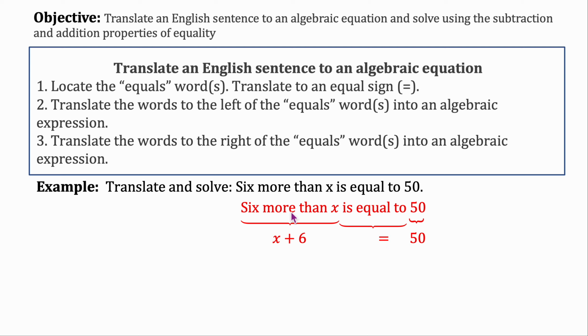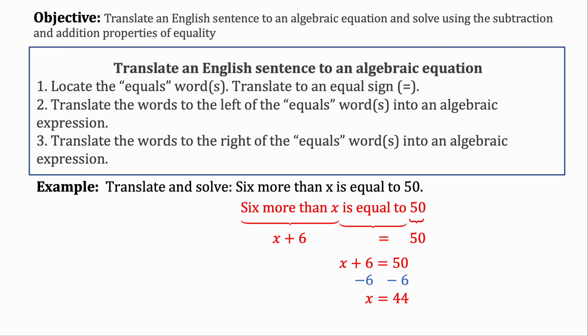Now the left one is the only one that's really complicated here. 6 more than x is x plus 6. We got our equal sign, we got our 50. Now let's write it a little more concisely so it looks more like an algebraic equation, and then think about the properties we need to solve that. We have the properties of equality. We are allowed to subtract the same number from both sides. So subtract 6 from both sides, we get that x is 44.